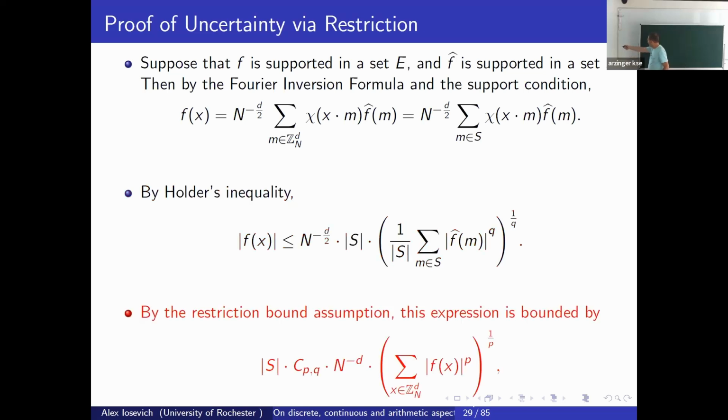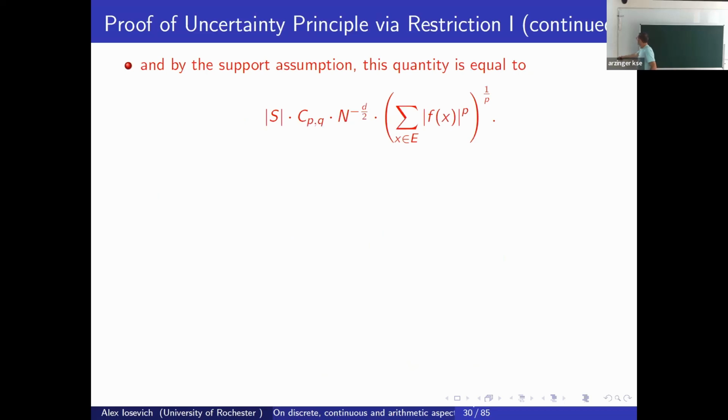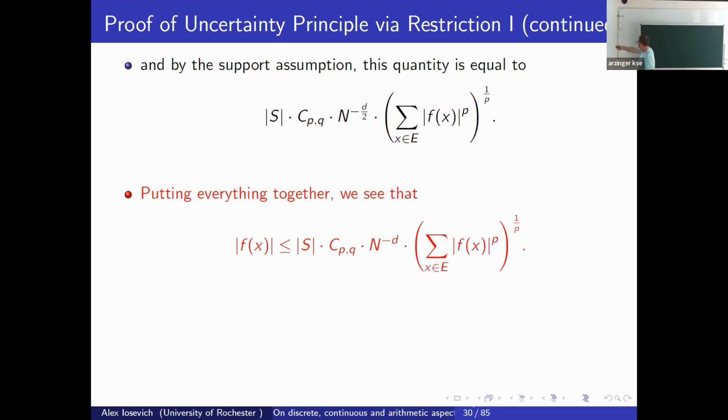Okay. And now we apply the restriction assumption. So we assume that this normalized L^q norm is bounded by C_pq n to the minus d over 2, which is combined with this n to the minus d over 2. Size of S comes from here, and then you have the L^p norm of that. Do you see what happened? We just applied the restriction estimate, which we assumed. Now, since F is assumed to be supported in E, we restrict the L^p norm to E. And when we put everything together, we get this. Modulus of F of x is bounded by the size of S, bounded by C_pq, n to the minus d times the L^p norm of f. Okay, and this is an important moment. So you see how we got here?